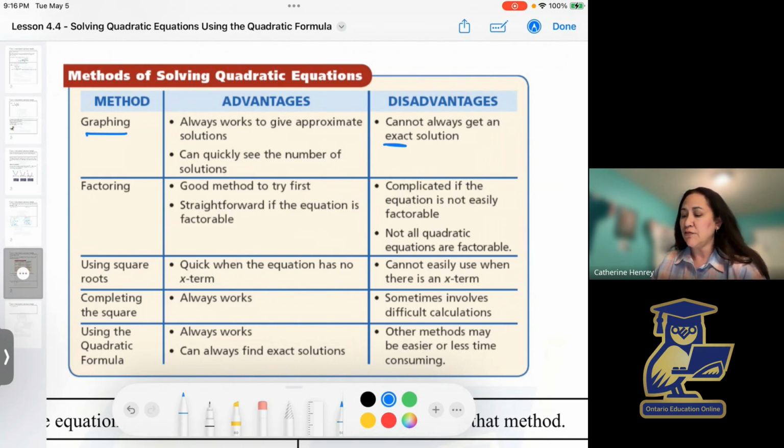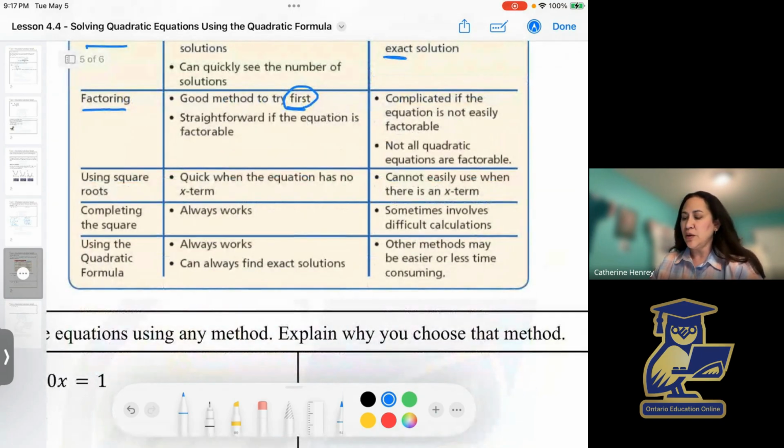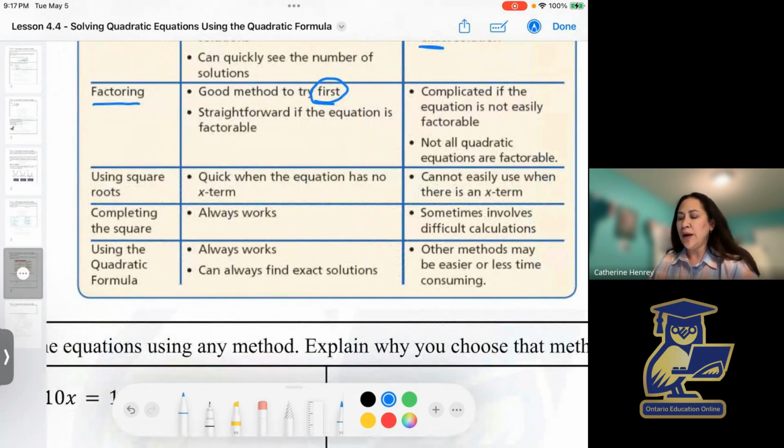So then we took a look at factoring. Factoring is always good to try first because it's the easiest way. It's really straightforward if the equation is factorable. But if the equation's not easily factorable, it gets complicated, and not all quadratic equations are factorable. We took a look at using square roots. This is really quick when you have no x term, no middle term, right? And you can't really use solving by square roots if you do have an x term. So that's the advantage, and then the disadvantage.